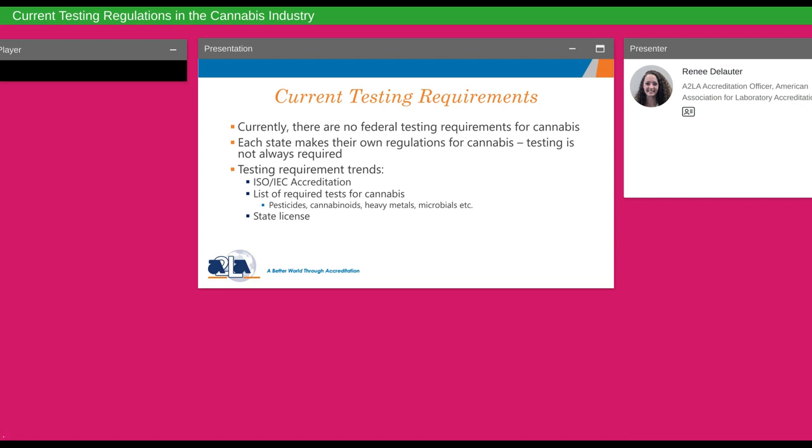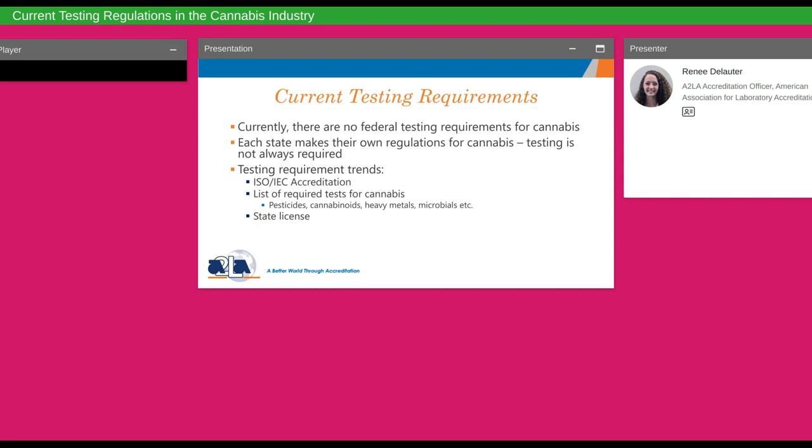I want to emphasize why an ILAC-recognized accreditation body is important to note. As I mentioned in my introduction about A2LA, we as an accrediting body have requirements we have to meet as well. This way, there is a competent accreditation body assessing appropriate requirements for testing labs.